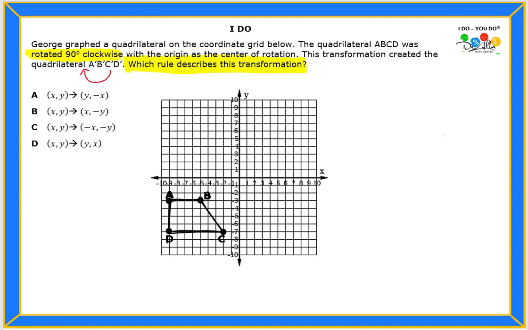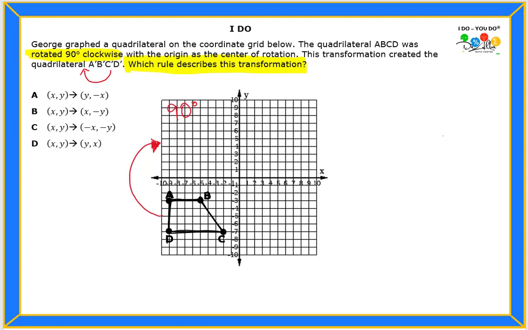Okay? So think about a clock, and that's going to help me understand that my quadrilateral is going to go from being on this quadrant to go to the top quadrant because that's clockwise. Okay? Since I want 90 degrees, then we're going to do only one step. That means that my quadrilateral is going to go from where it's at right now to this top quadrant, and that's where my 90 degrees will be.